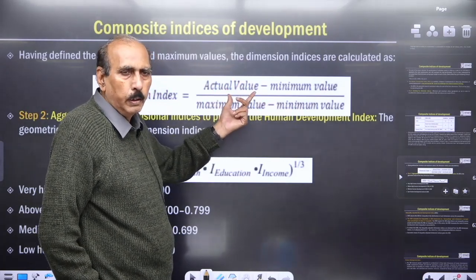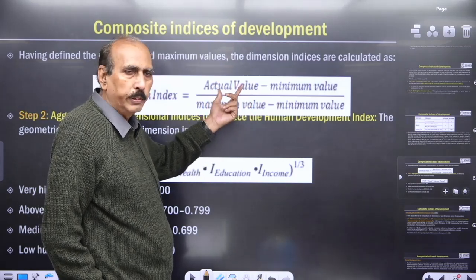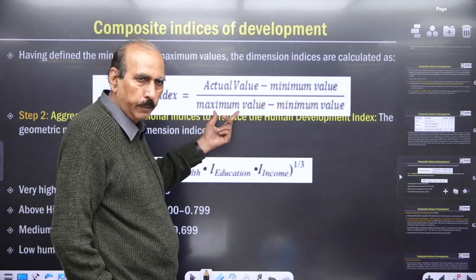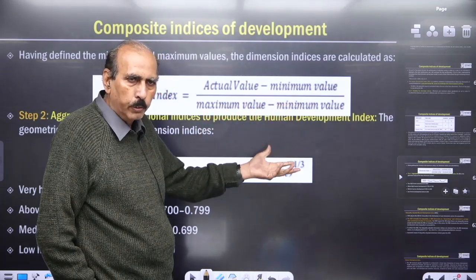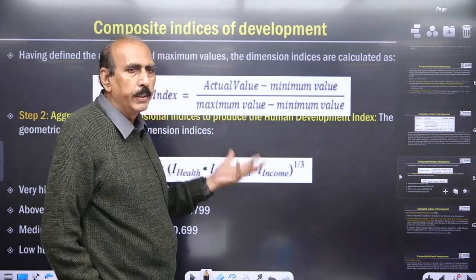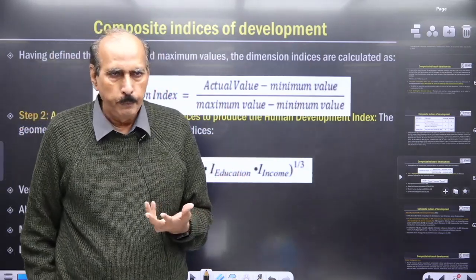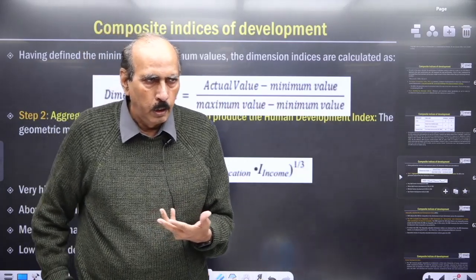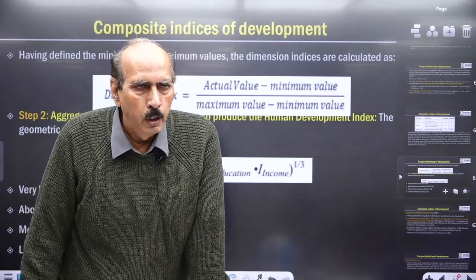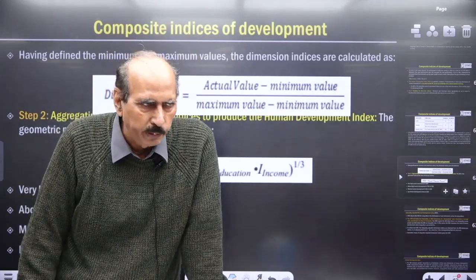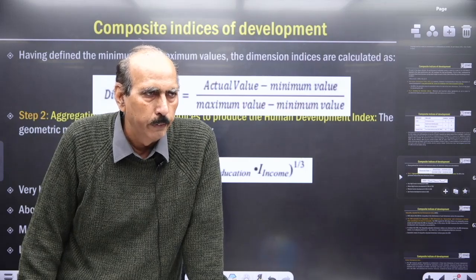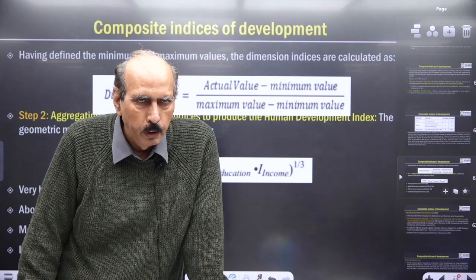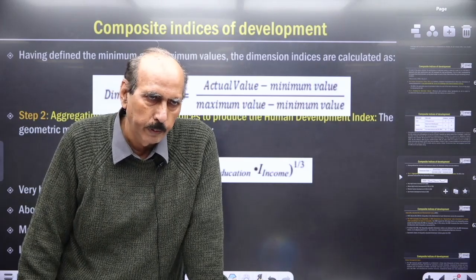For example, life expectancy. The actual value is 68 in our case. Minimum value is 20, maximum value is 85. So it is 68 minus 20 divided by 85 minus 20. Whatever comes will be the dimension index for life expectancy. It will give you where India is placed between 20 and 85 in terms of the index.